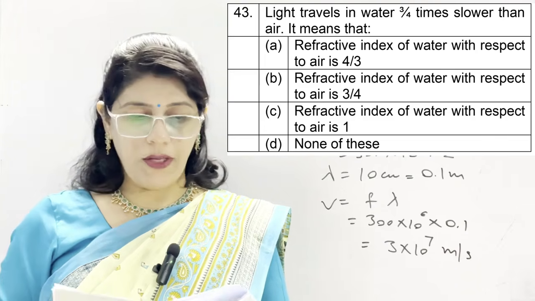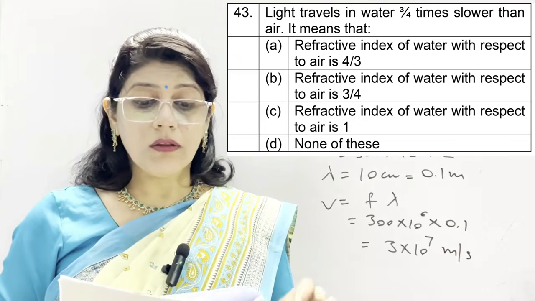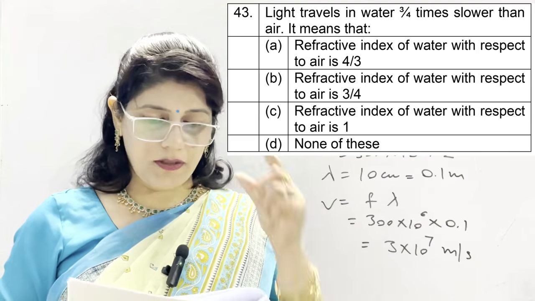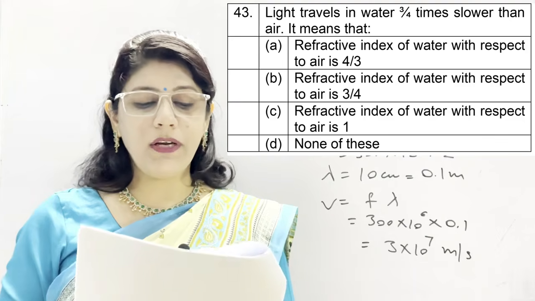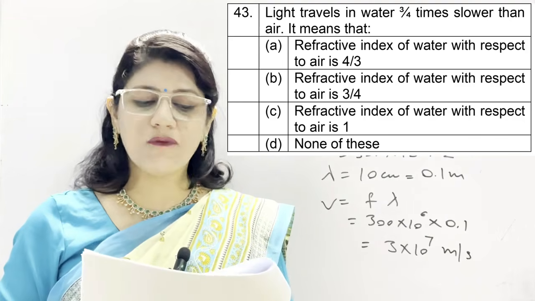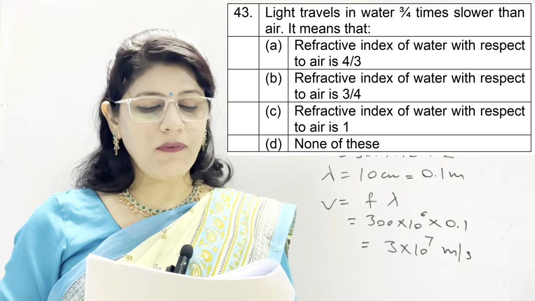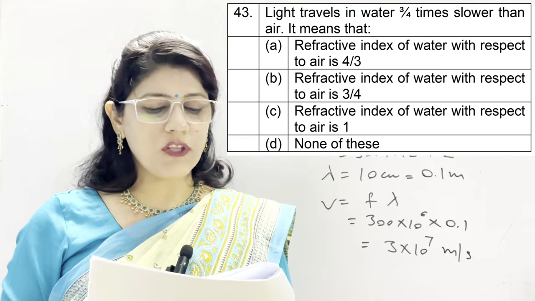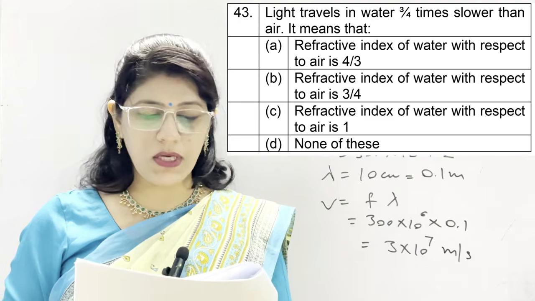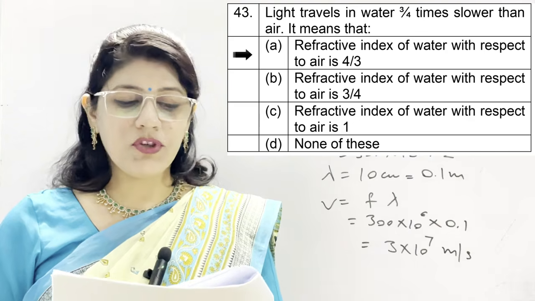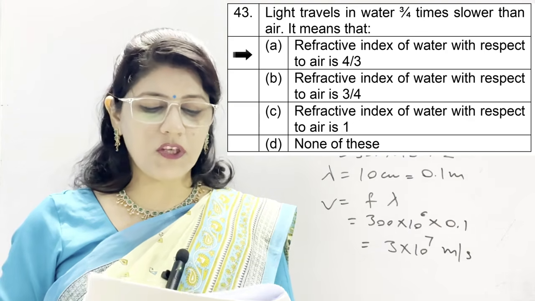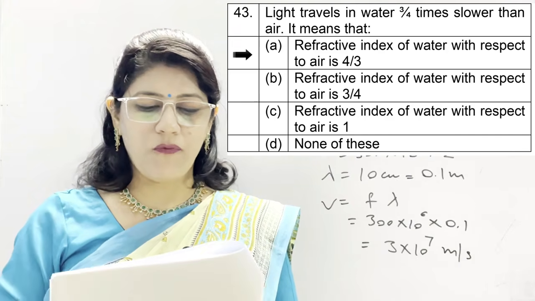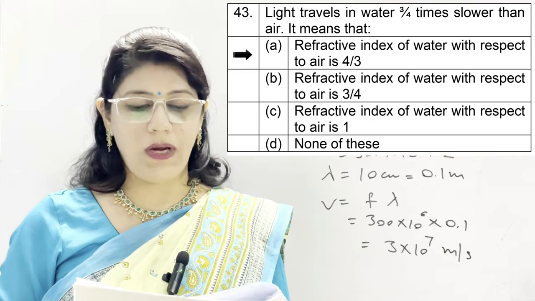In question number 43, light travels in water 3 by 4 times slower than in air. It means that, option number A is refractive index of water with respect to air is 4 by 3. B is refractive index of water with respect to air is 3 by 4. C is refractive index of water with respect to air is 1, and D none of these. The correct option is A, which is refractive index of water with respect to air is 4 by 3, because we know the principle of reversibility of the path of light.